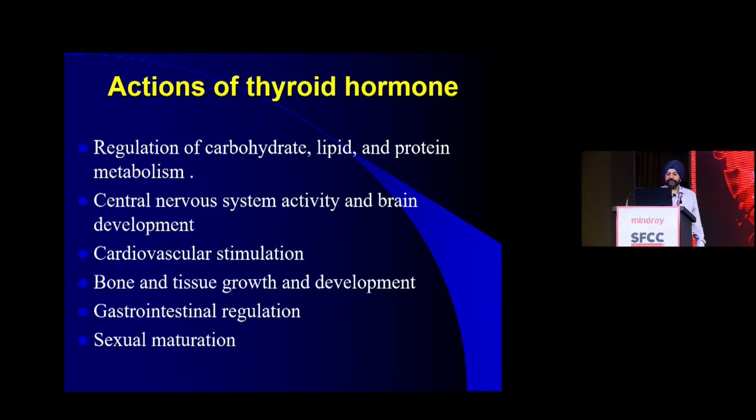So what are the actions of the thyroid hormone? They regulate carbohydrate, lipid, protein metabolism. They help in CNS activity and brain development, cardiovascular stimulation, bone tissue growth, GIT regulation, sexual maturation. So pretty much all organ systems are affected by the thyroid hormones.